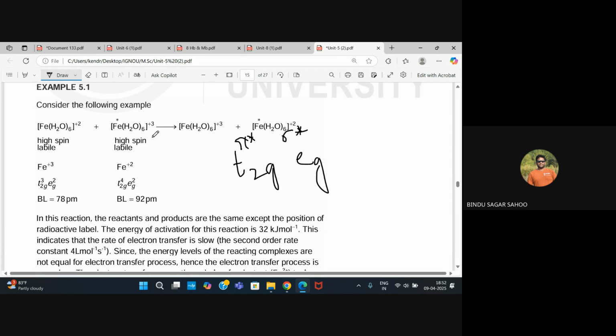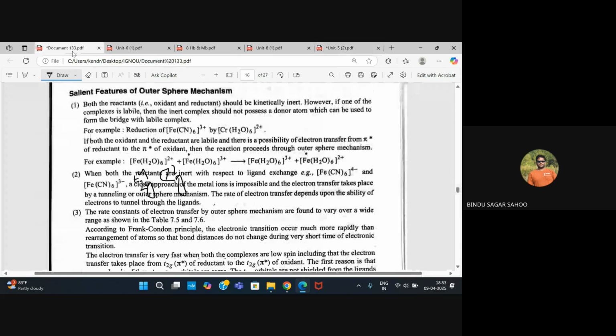You can check the structure again. Here is also a labile complex. Here is also a labile complex. This is a high spin Fe2+, and this is also high spin. Water is not comparatively a strong ligand; it is a moderate type of ligand, sometimes a weak ligand. So the two complexes can be a low spin complex and a high spin complex. That means the electron will transfer from the pi star of the reductant to the pi star of the oxidant.